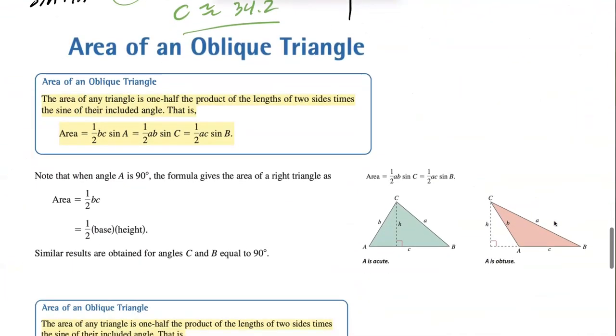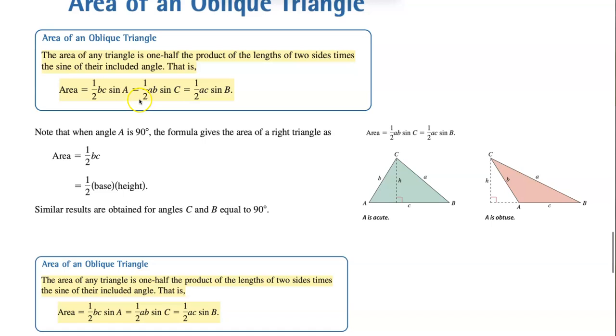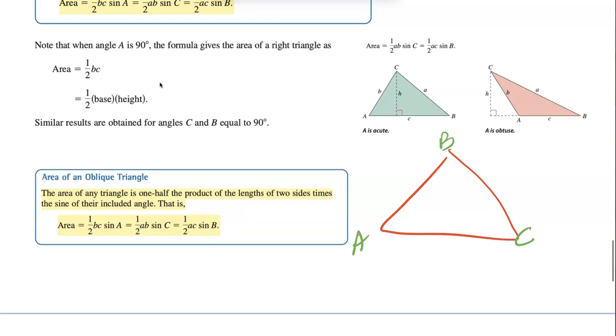Okay, let's talk about area of an oblique triangle. So remember, the area of a non-right triangle, because the area of a right triangle we know. Area of a right triangle is 1/2 base times height. How do you do a non-right triangle? Well, we have this area formula. It's area equals 1/2 BC sine A, or all these other ones. 1/2 AB sine C is the one I'm probably most familiar with. All it really means is this. Let's say this is ABC. The formula is you need the two sides and the angle between.